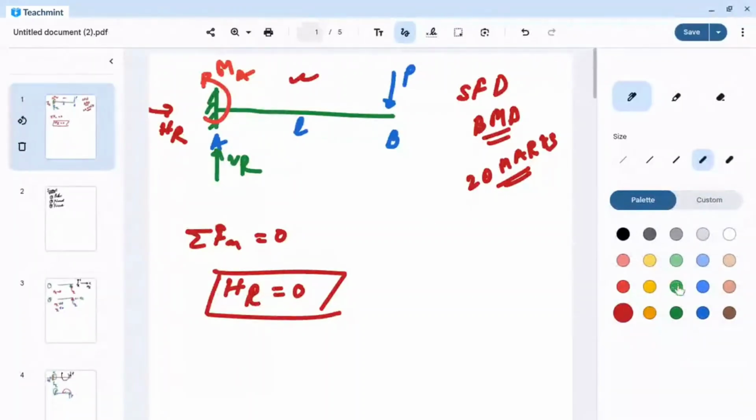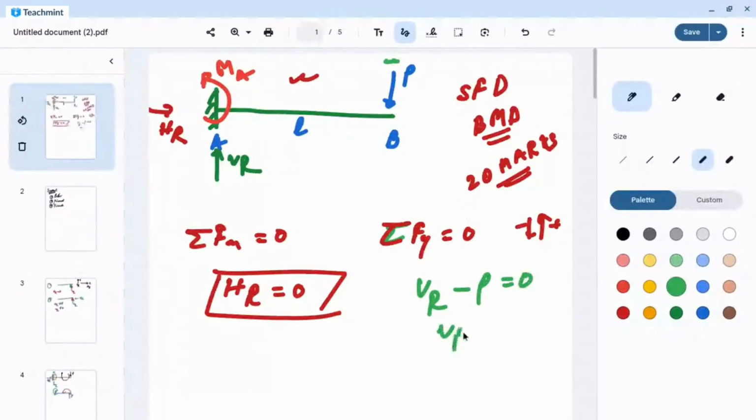Okay, now the summation of Fy is equal to 0. Upward positive, downward negative. This VR is acting upward, and P is acting downward. So VR minus P is equal to 0. So your VR is equal to P. So we have found two unknown reactions.